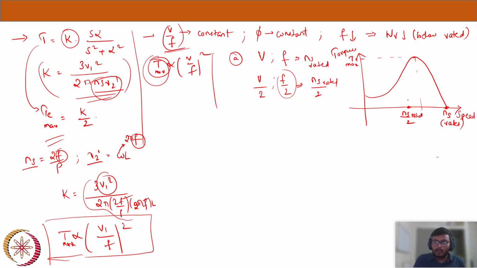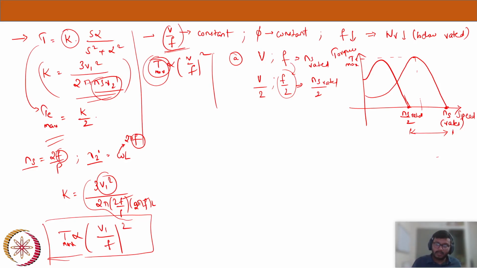And now this is my new torque speed curve of a motor where I have achieved a speed control. So now between NS by 2 to NS, we can achieve different speed controls by varying the frequency between F and F by 2, right?